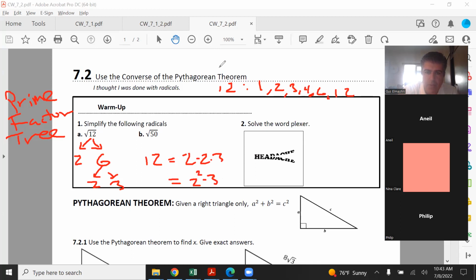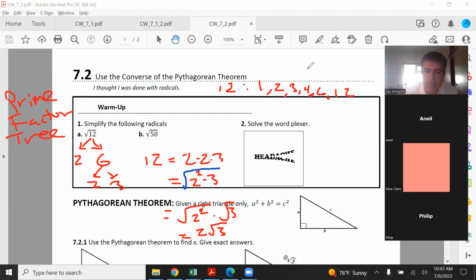So if I were to square root, then I could say it's a square root of 2 squared times square root of 3, or 2 root 3. That's all. So 12 is 2 root 3. That's how you can simplify it.